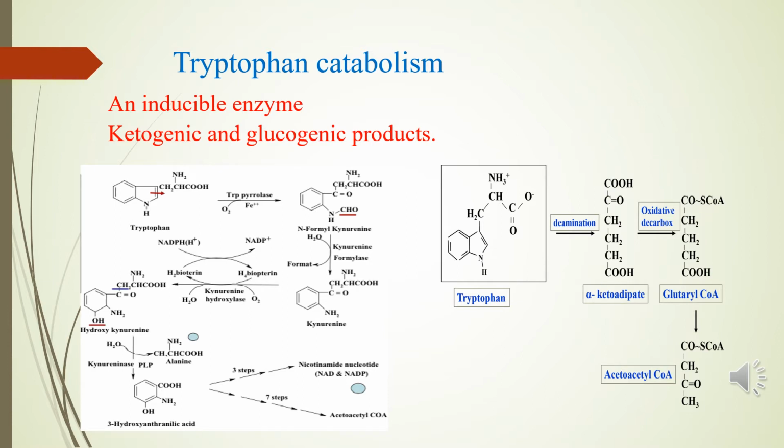This enzyme is an inducible enzyme in the liver by corticosteroids and also by tryptophan itself, and is inhibited by nicotinic acid derivatives including NADPH. The process of catabolism of the amino acid tryptophan and some other amino acids will finally end in acetyl-CoA and glucogenic intermediate production.